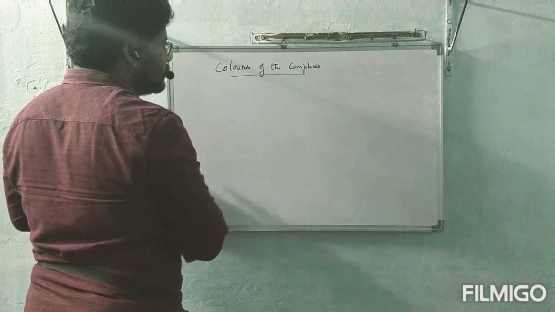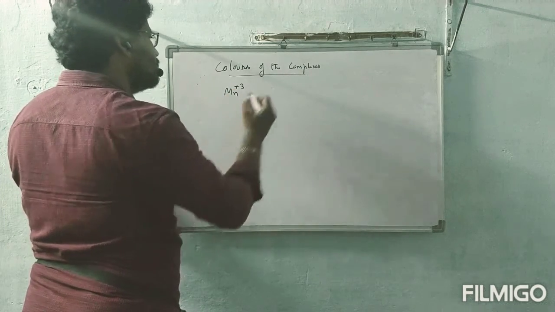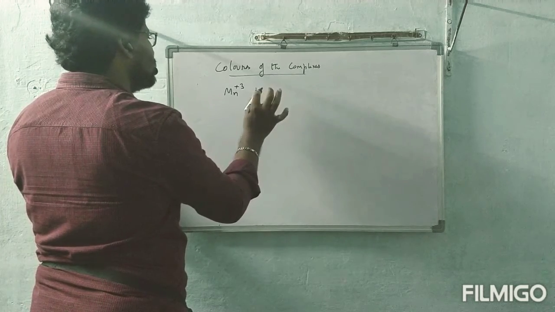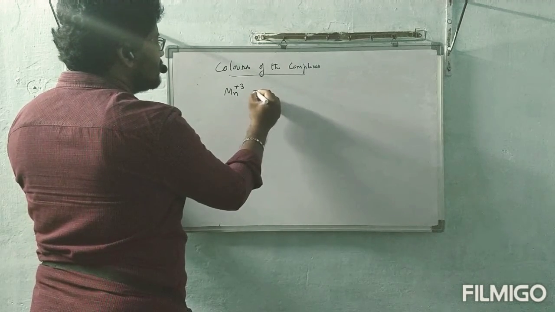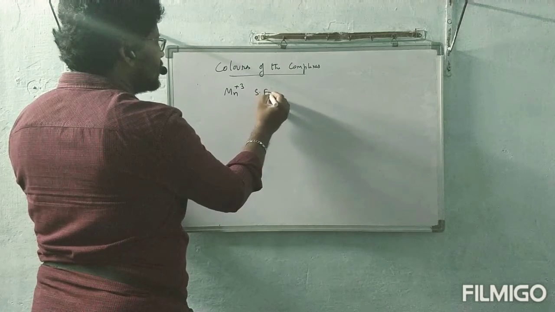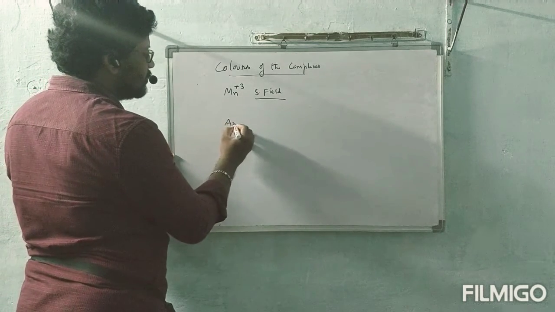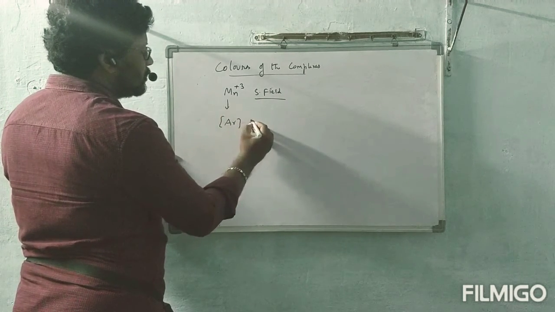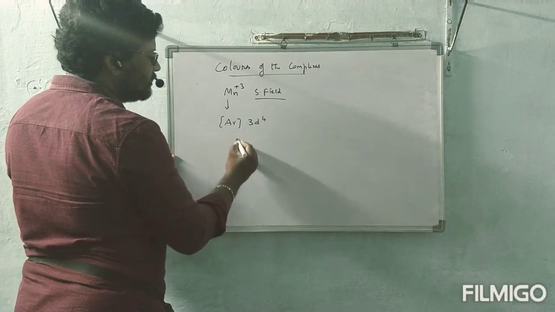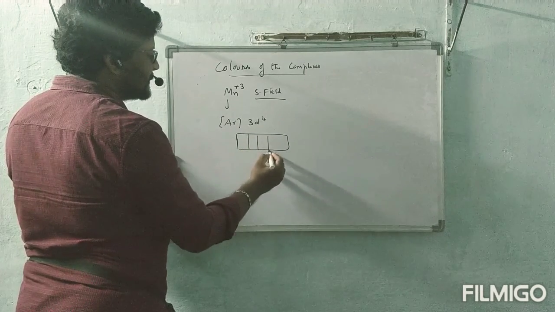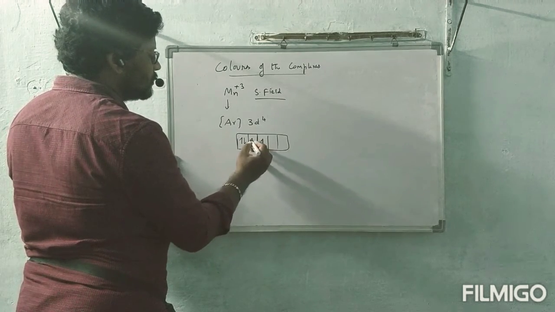Let us consider one example, Mn plus 3, in the presence of a weak field or strong field. Anything, no problem. Let us consider a strong field. Then the Mn plus 3 configuration is argon 3d4. In the presence of a strong field, this 3d4 can be written as 1, 2, 3, 4. Correct?